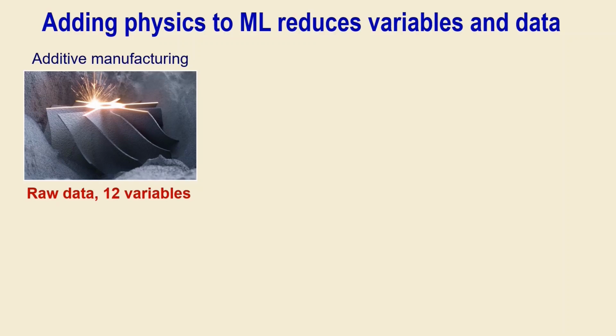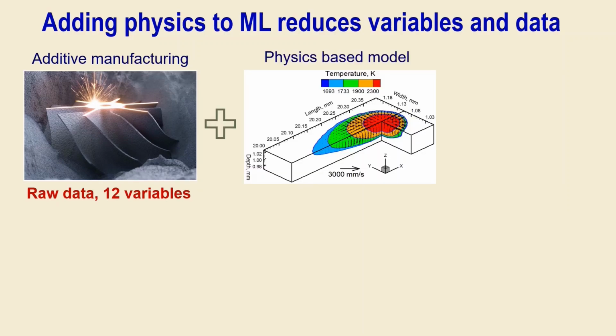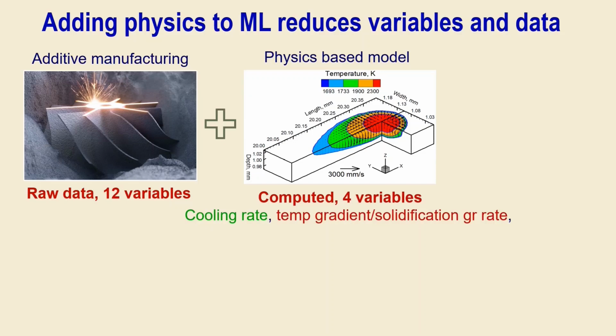Such variables can be derived from a physics-based model of additive manufacturing. The inputs to this model are the process variables and alloy properties. The outputs are temperature fields, fusion zone geometry, and many other important variables. In the context of cracking susceptibility, such computed variables include cooling rate, temperature gradient to solidification growth rate ratio, ratio of vulnerable time to relaxation time, and solidification stress.